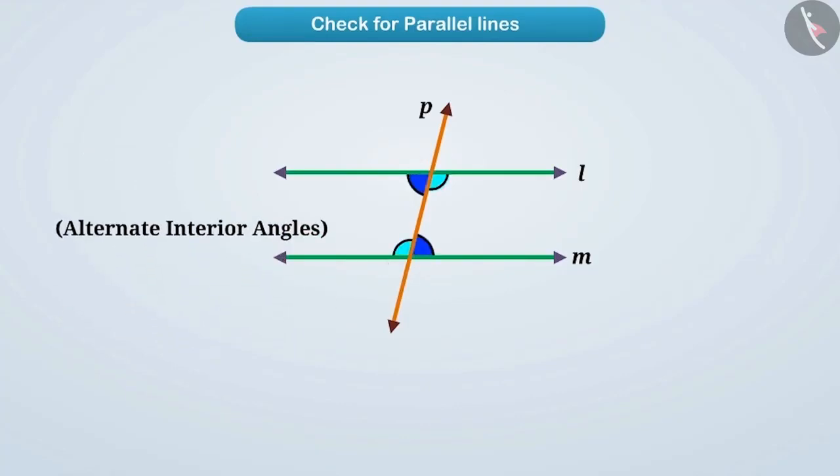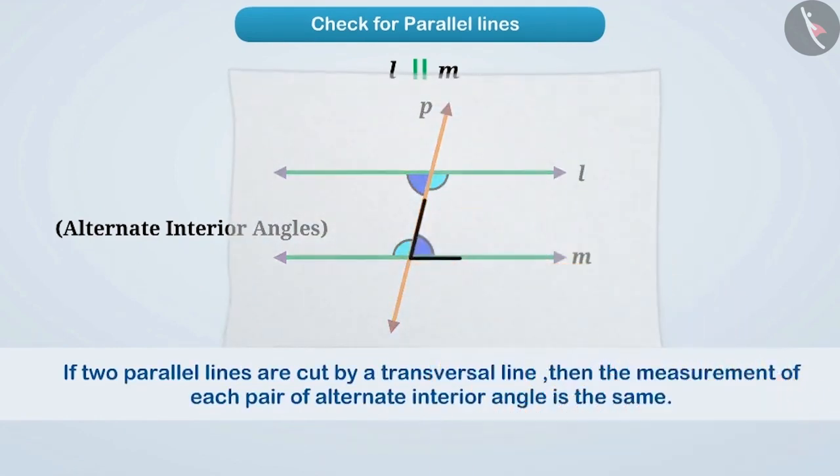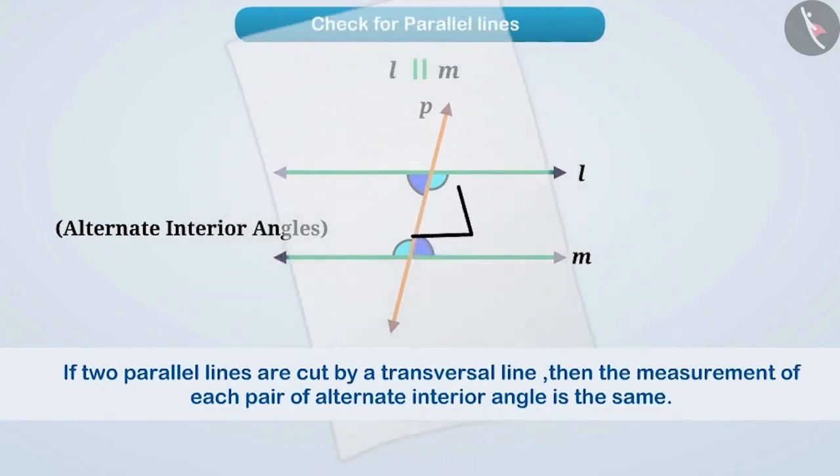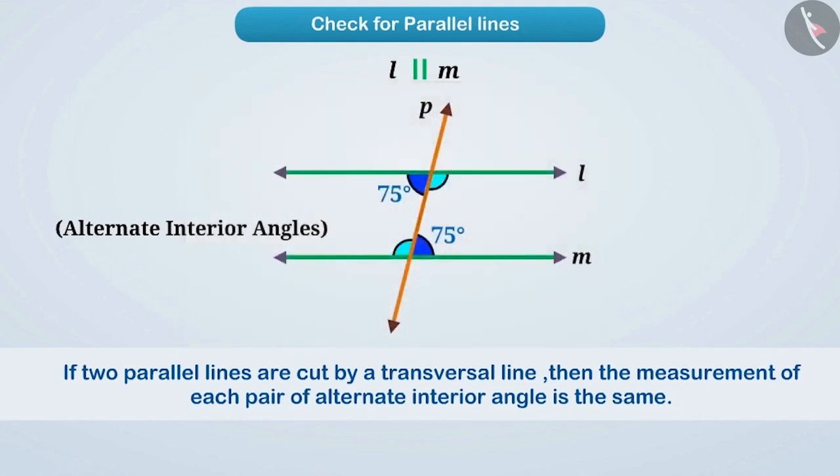We can also find out whether the line L and line M are parallel by considering the alternate interior angles. Let's understand this. You must remember that if two parallel lines are cut by a transversal line, then the measurement of each pair of alternate interior angles is the same. If we make this angle on a trace paper and place it at its alternate interior angle, then the two angles cover each other completely, that is, their measurements are equal. This is true for all pairs of alternate interior angles.